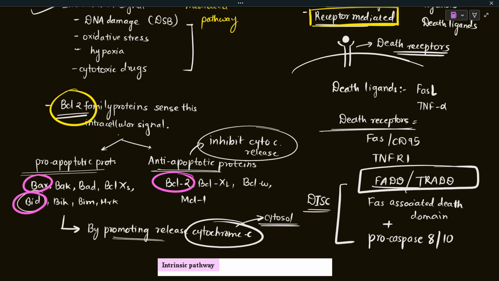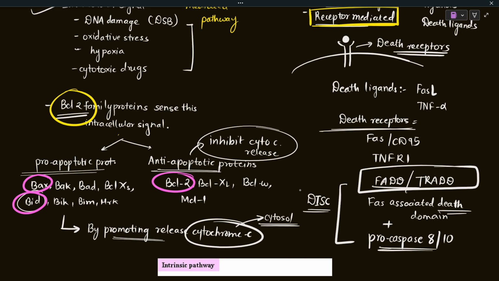So what is the death inducing signaling complex? It is the complex formed by the death receptors, and their death domain on the cytosolic side, as well as the proenzymes. Once this death-inducing signaling complex is formed, it is going to do the downstream signaling, which is going to lead to the apoptosis.